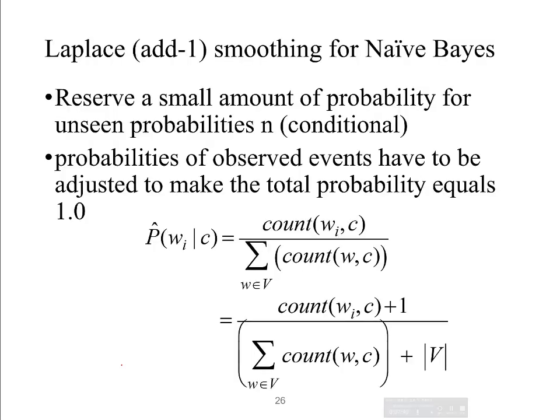So we apply this add-one smoothing for naive Bayes. The idea is that we reserve a small amount of probability for unseen events.